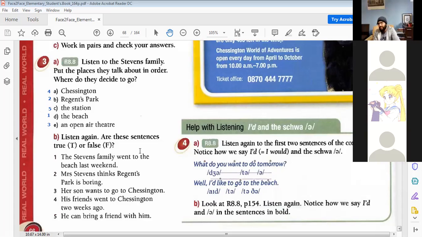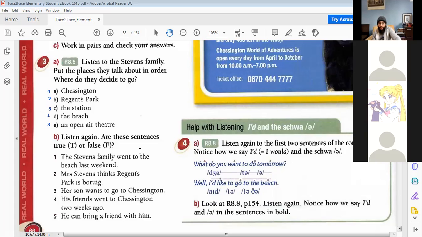Okay. We'll listen again, so don't worry. But before we listen again, Rana, what did you say? What do you think? I think you have a different answer. Chessington. They went to Chessington. You think they didn't go? But I'm not sure. Okay, so we'll listen again.